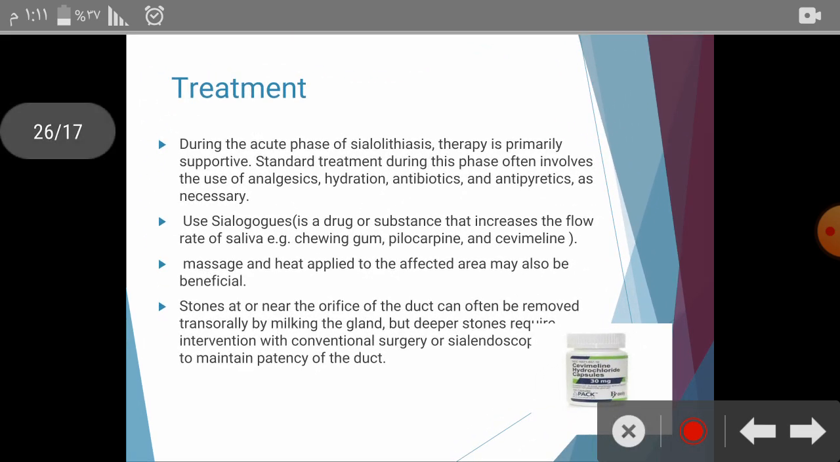The treatment during the acute phase of sialolithiasis therapy is primarily suppurative. The standard treatment during this phase involves analgesia, hydration, and antibiotics. The use of sialagogues like cevimeline and pilocarpine, or chewing gum, massage to the gland, and heat applied to the affected area may also benefit. If the stone is near the orifice, we just do milking of the gland.